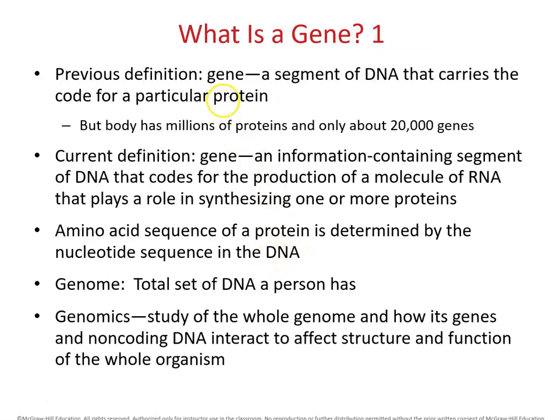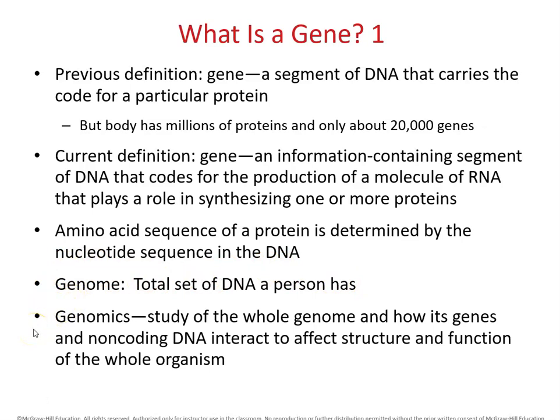To review, a gene is a segment of DNA that gives directions for making one particular protein. Humans have about 20,000 genes. The nucleotide sequence that a DNA molecule has gives us the amino acid sequence that the protein will have. If we consider the entire set of DNA that a given person has, that is that person's genome.